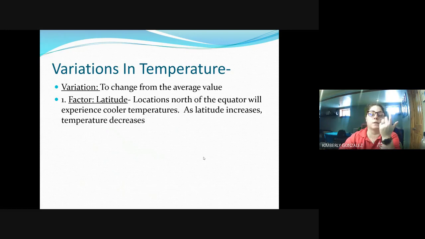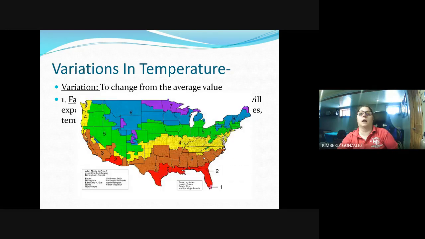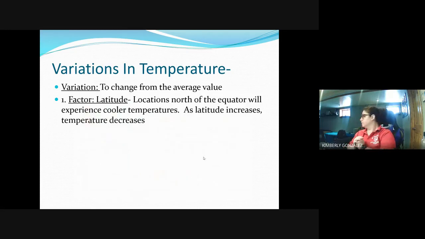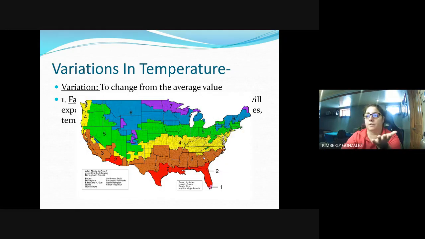So one of the factors for these variations is latitude. Locations that are north of the equator are going to experience cooler temperatures. And as the latitude increases, that means you're getting closer and closer to the North Pole, right? It's going to get colder and colder. This should be a review for you because we've already talked about this, right? So here we have just a picture of, right, closer to the equator down here in Florida and the bottom of Texas. And as we go north, it's going to get colder, right?